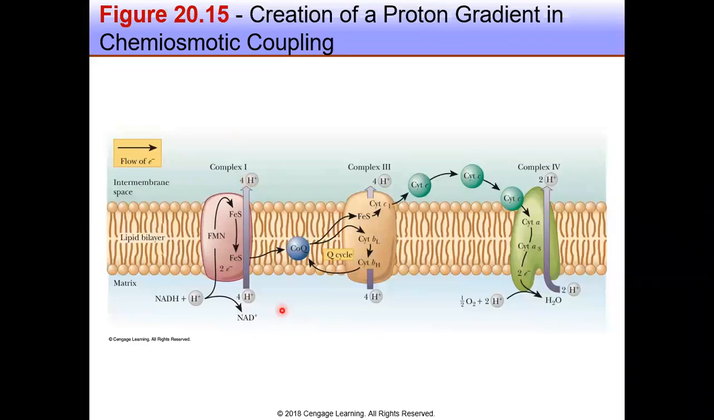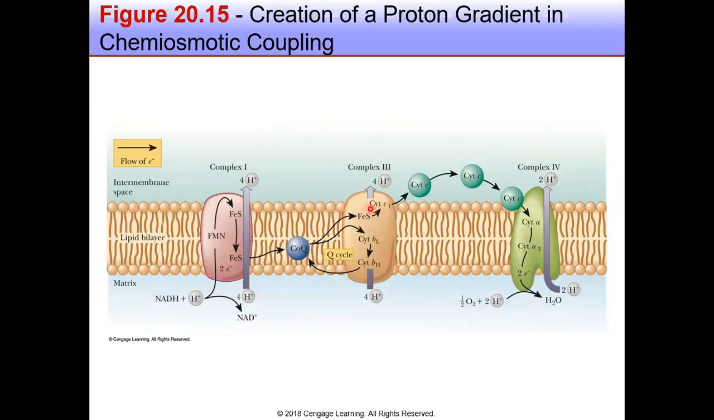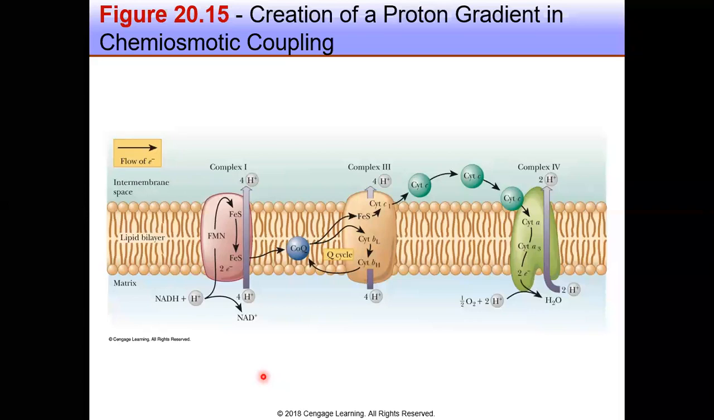When protons move from the matrix to the intermembrane space, there is the so-called proton gradient. As a result, there is a higher concentration of protons in the intermembrane space than in the matrix, which is precisely what we mean by proton gradient. So this means a higher concentration of H+ in the intermembrane space compared to the matrix. The proton gradient in turn can drive the production of ATP that occurs when protons flow back into the matrix. We will see this in a moment.